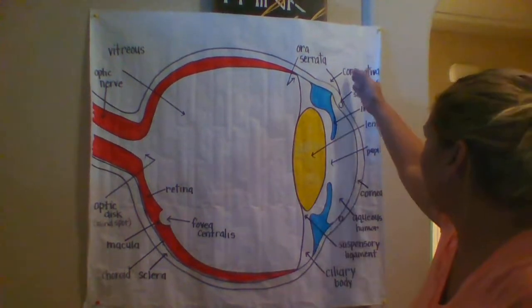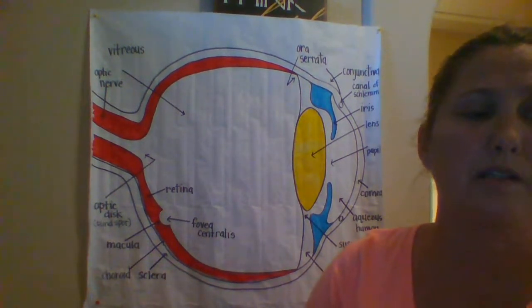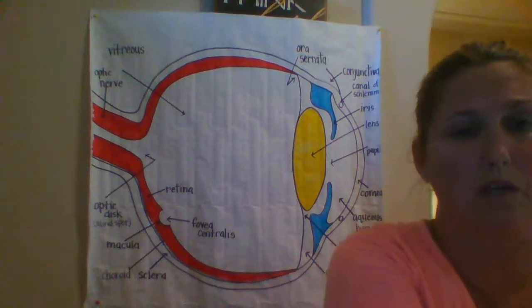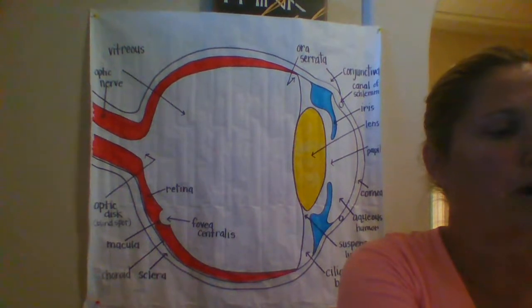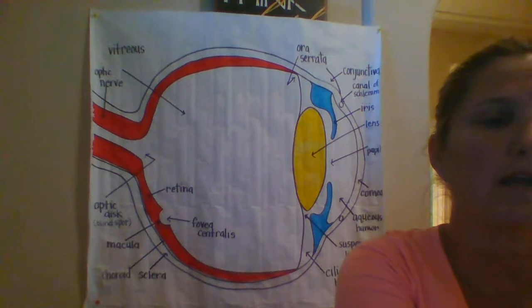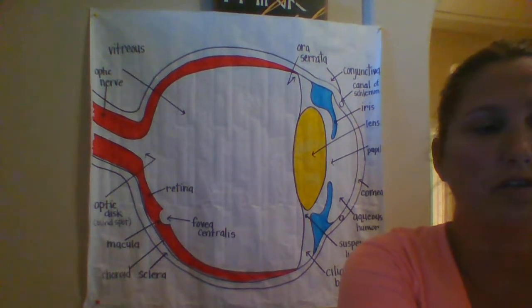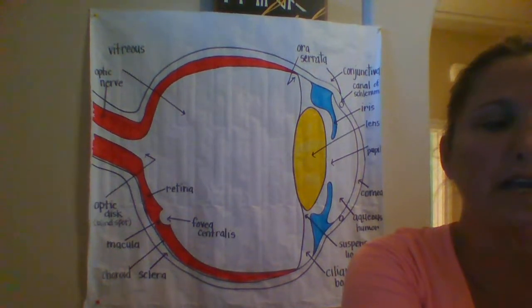The canal of Schlemm. It is a circular canal responsible for draining the aqueous humor from the anterior chamber. The aqueous humor is a clear, watery fluid between the cornea and the front of the vitreous, located in the anterior chamber. Aqueous humor is secreted from the ciliary epithelium.